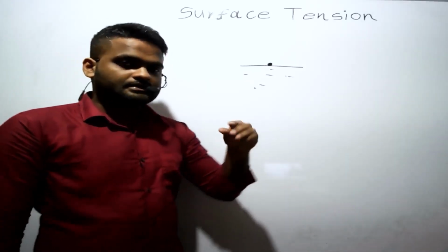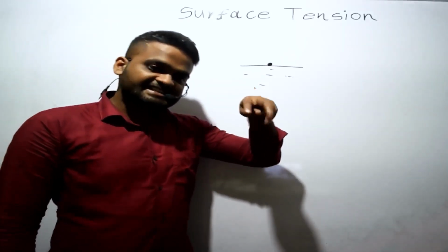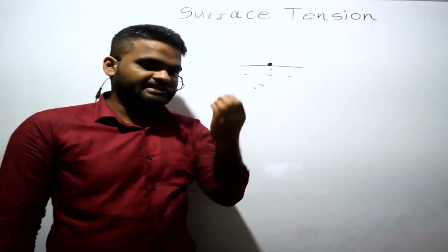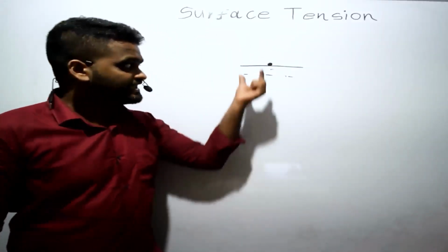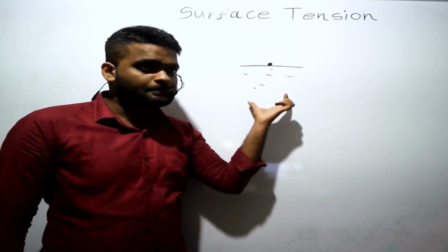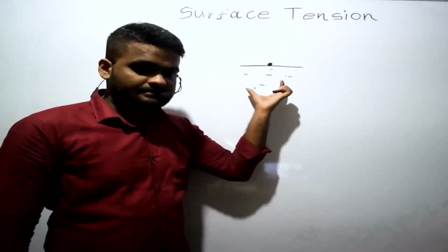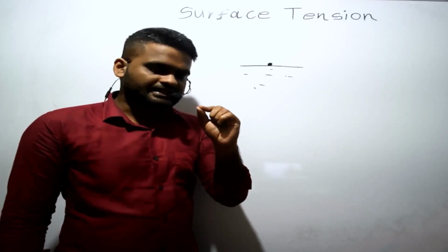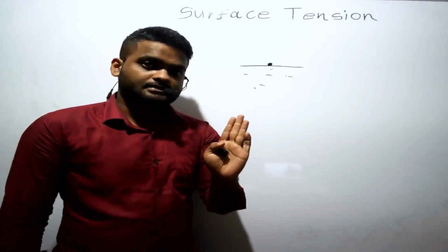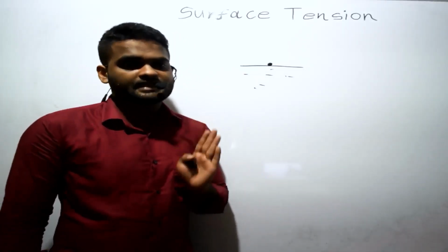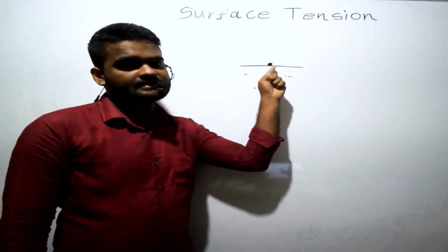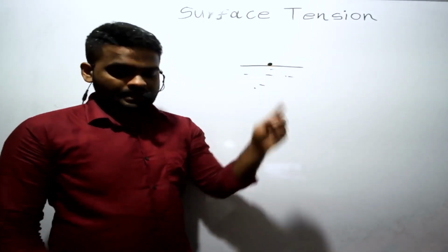Another example, an insect can walk on this. You know, an insect is also heavy. The insect does not sink. So this is not the effect, the reason is not upthrust. The reason is surface tension, right? You know, upthrust cannot balance this like this, right?